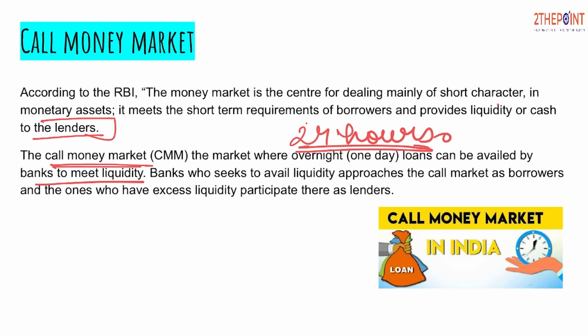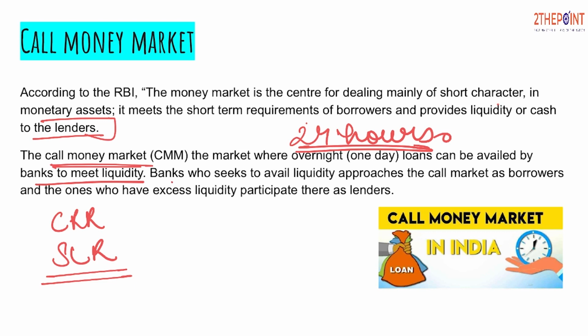Banks often have to maintain certain liquidity ratios like CRR, that is cash reserve ratio, or SLR, that is statutory liquidity ratio. So whenever banks fall short of money, the market they approach to fulfill the need for 24 hours is known as the call money market.